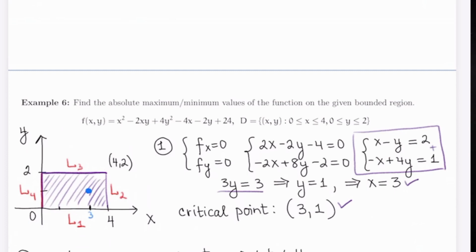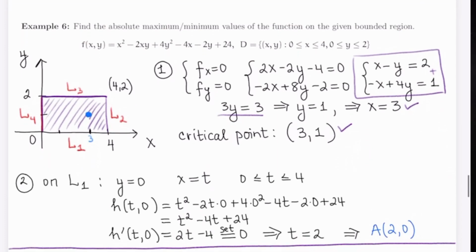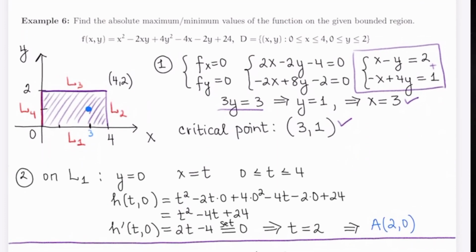We have done this before, but now we need to analyze the behavior of this function on each of these line segments. So how are we going to do that? Let's start with L1 and see what happens here. On L1, notice that y is 0. So I can relabel y equal to 0 and relabel my variable x as a parameter t. x is the one that varies, and it varies from 0 to 4. So I'm going to set the range for my parameter t to be from 0 to 4.